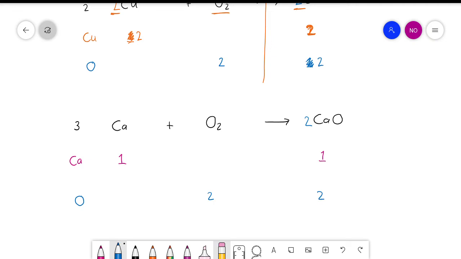Now I need to go back to the calciums. Calciums, I now have 2 after, right? Because I have 2 of those molecules. So how can I fix that? A 2 there. So 2 calciums before, 2 after. 2 oxygens before, 2 after. Once again, note, I'm not going to put a 2 in there or something like that. Only before.